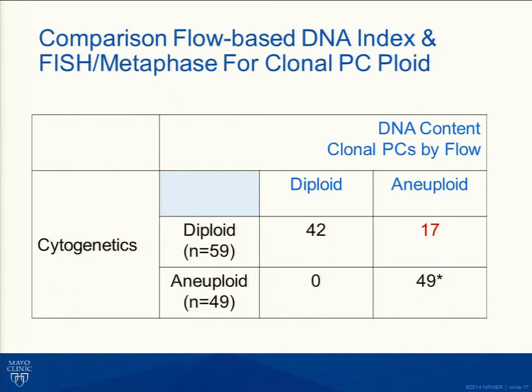And again, of these cases there were 17 cases in our validation set that had normal cytogenetics but were clearly aneuploid by flow cytometry. Almost all of those had low plasma cell burden. The other group that we tended to pick out were those that were hypodiploid, maybe a little bit more sensitive.